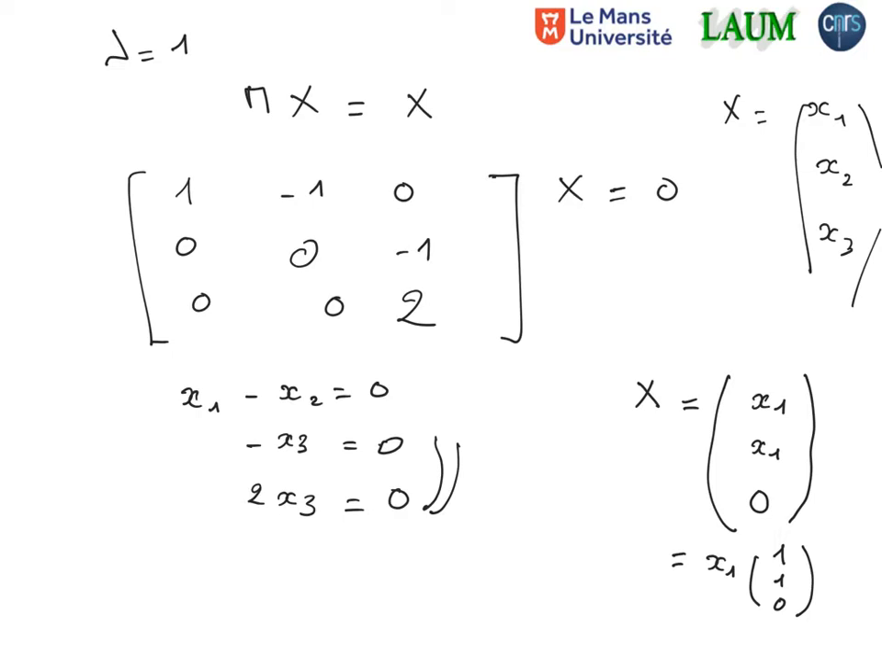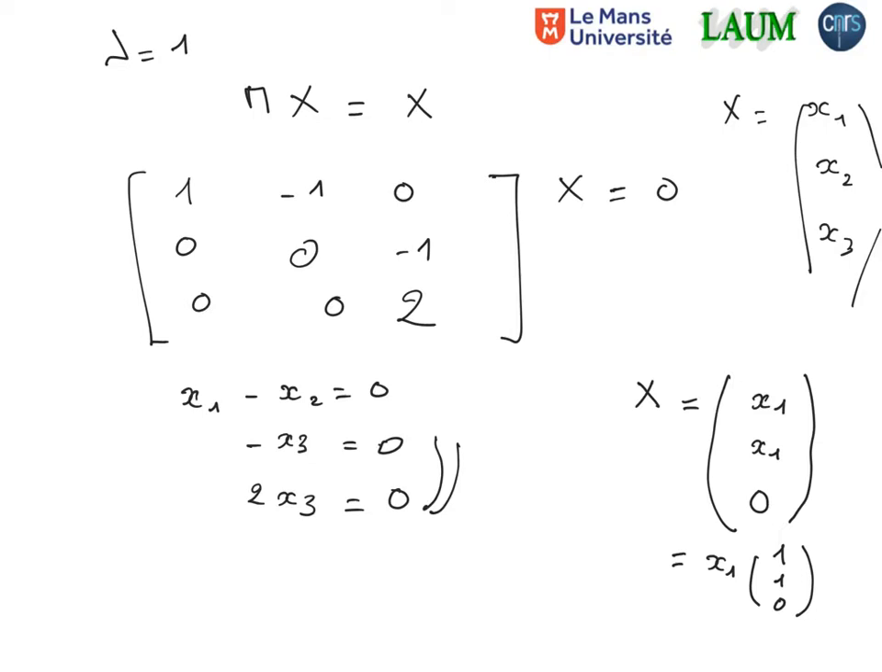So this is a classical property of eigenvectors, which is that we don't have one eigenvector, but rather a vector space. All the vectors that are multiples of (1, 1, 0) are in fact solutions of Mx equal to x. You can have a look at the course on eigenvalues and eigenvectors.